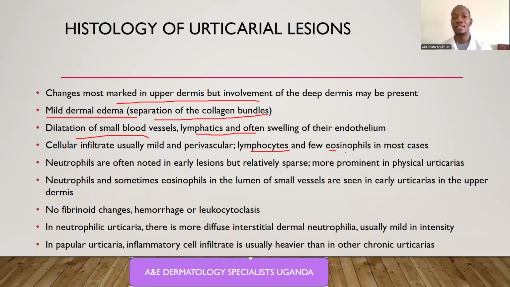You can have lymphocytes and eosinophils if it's an allergic reaction. Sometimes you can have a neutrophil infiltrate in some forms of physical urticarias. Sometimes you can see neutrophils with the eosinophils occurring around the remains of blood vessels in urticaria lesions, and you can also see other lymphocytes around blood vessels. But most of the time, you will not be able to see any fibrin changes or any hemorrhage.